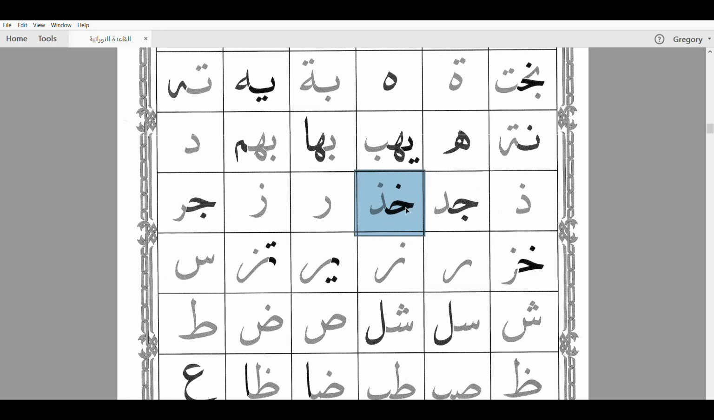Okay, this one. So you have the ha, but you have the dot, right? Above. Kha. Because of the dot. Yeah, kha. Like you're coughing, you're patting your head. Yes, patting your head. Kha. Ah, patting your head, okay.